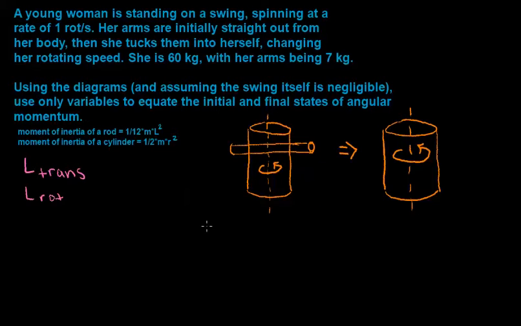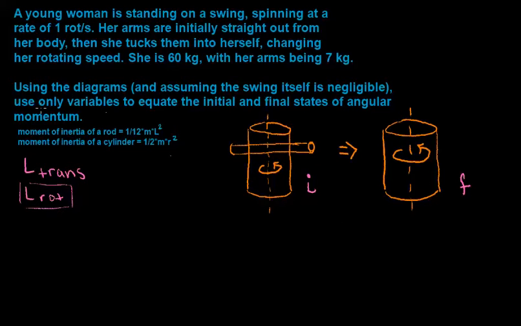And we have this woman standing on the swing, spinning at a rate of 1 rotation per second, but she is not translating at all. She's not moving. The swing's not moving. So what we're just going to be looking at is the evolution of this rotational angular momentum that this woman has. So obviously, based on this diagram, we have an initial state of angular momentum and we have a final state of angular momentum. And so we want to look at the rotational angular momentum of these two states.